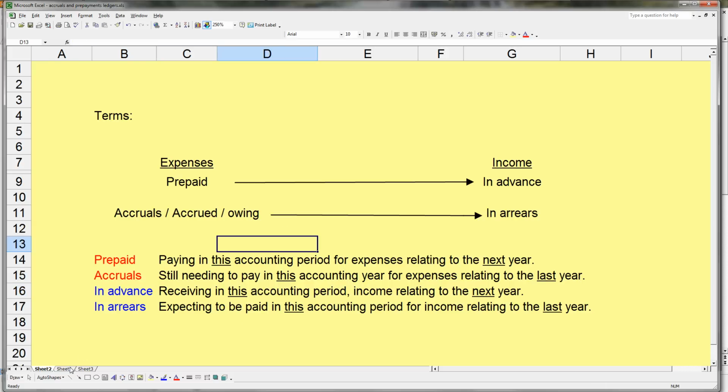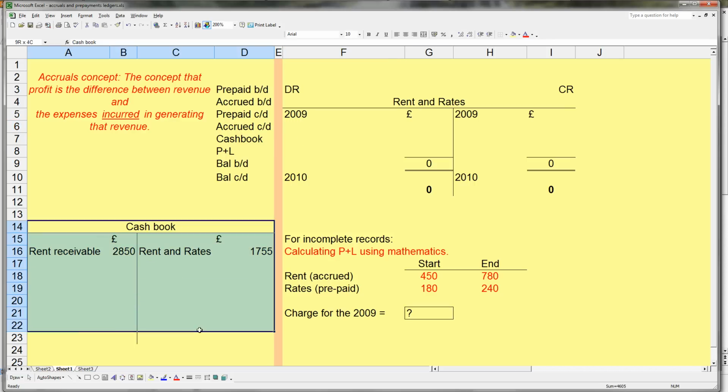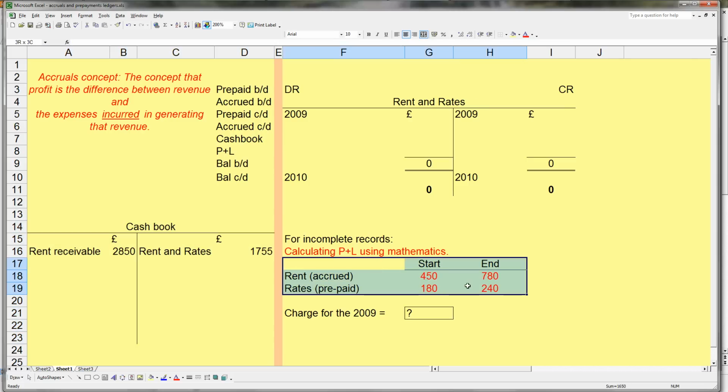Let's start off with rent and rates. So again, in the question, you'll typically be given some value of how much money has been paid or received. So typically a cash book might be given, or it could be just in a list. And then you're given information relating to the start and end of the period. So I've got four variables because I'm saying rent is accrued at the beginning and end, and rates is prepaid at the beginning and end as well. Let's start off with a ledger.